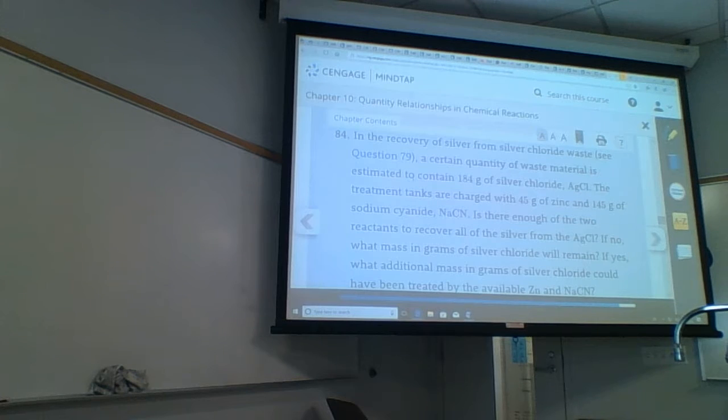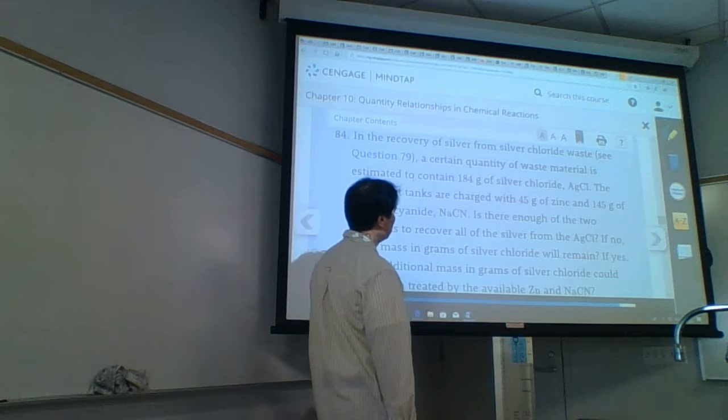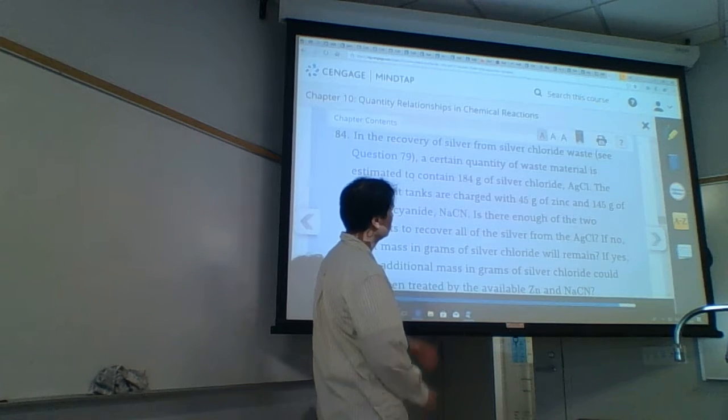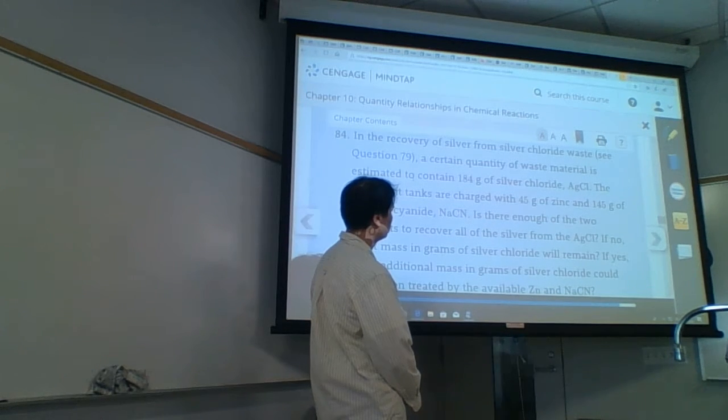And so here, 184 grams of silver chloride yields how much product? 45 grams of zinc yields how much product? The product being silver in this case. And 145 grams of sodium cyanide yields how much? And then we pick the smaller amount.